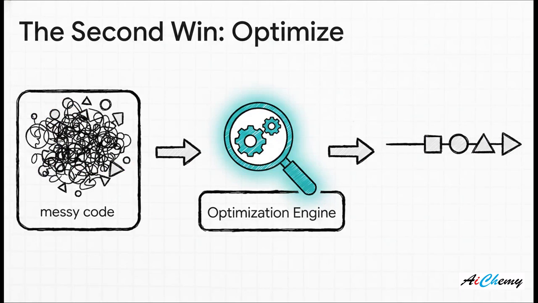And the second big win is optimization. This is so cool because the IR is this universal blueprint. It's the perfect place for the compiler to go in and make improvements. It can analyze the blueprint to get rid of redundant steps, rearrange things to be faster, and just generally make everything more efficient. And the best part? These improvements are machine independent, so that faster, cleaner code gets generated for every single target machine, automatically.